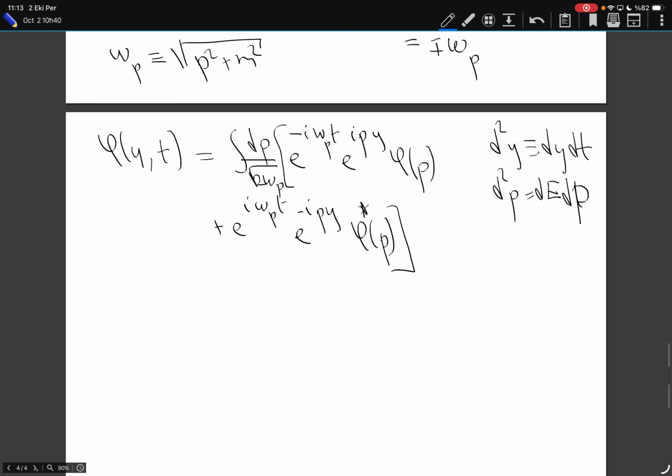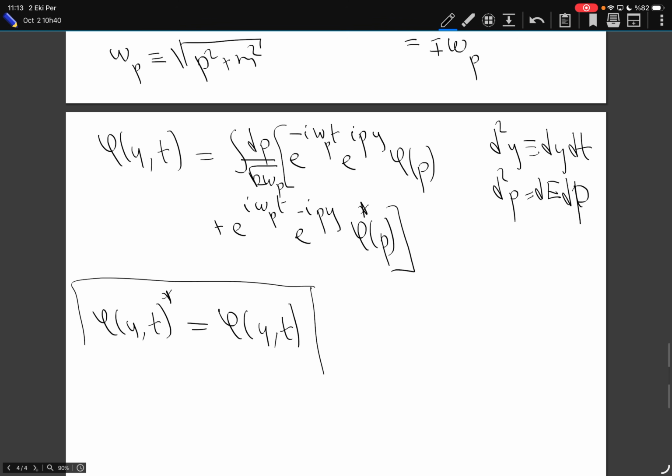We started with a real scalar field. So phi of y and t conjugate has to be equal to phi of y and t. So the conjugate of the first term has to be equal to the second term for my field to be a real field. If it were a complex field, we will also study the complex field. The only modification will be that phi and phi star will be just different fields. At first, and why do we write the Dirac delta?